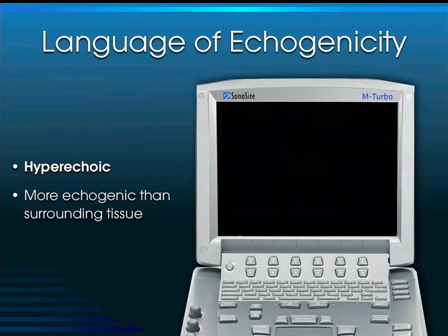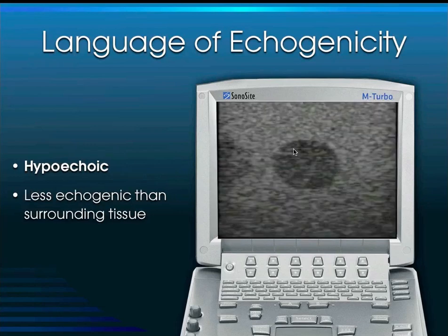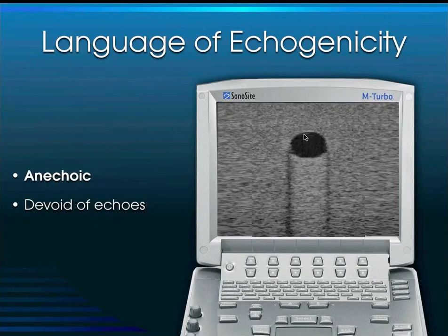And that term brightness is really a better term for it is echogenic. So a structure is hyperechoic if it is more echo bright than the surrounding tissue or more echogenic. Something is hypoechoic if it is less echogenic than the surrounding tissue. And finally, something is anechoic when it is completely devoid of echoes and is jet black compared to the surrounding tissue.